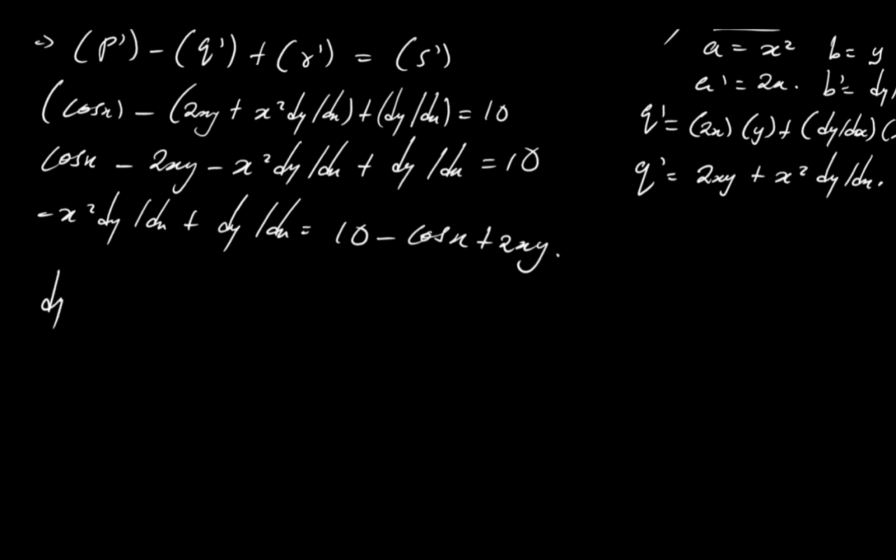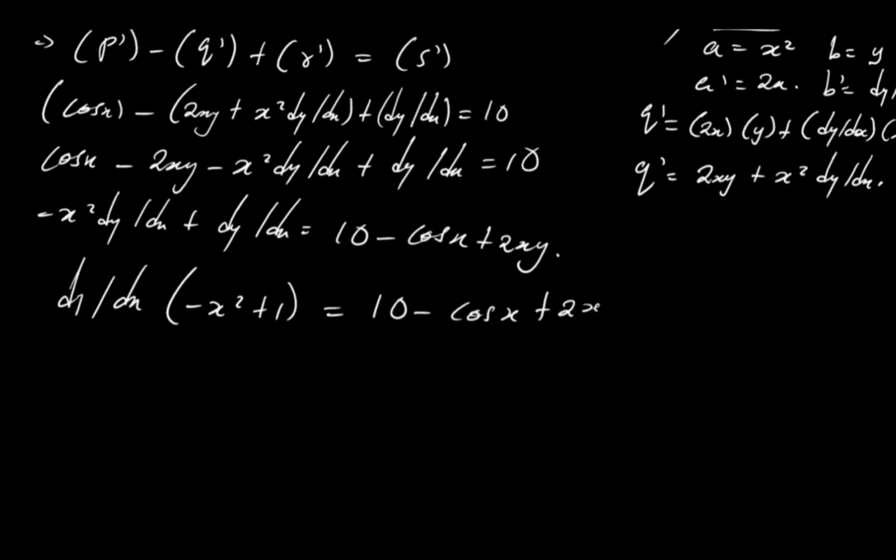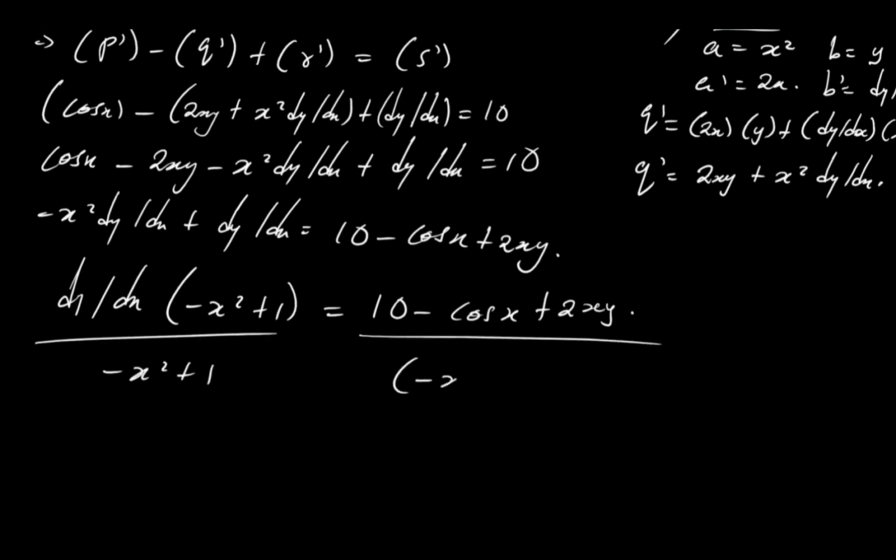So if I pull out dy over dx, I'll be having negative x squared plus 1 being equal to 10 minus cos x plus 2xy. Then I can divide both sides by negative x squared plus 1. Then this side, negative x squared plus 1, so this cancels with that.